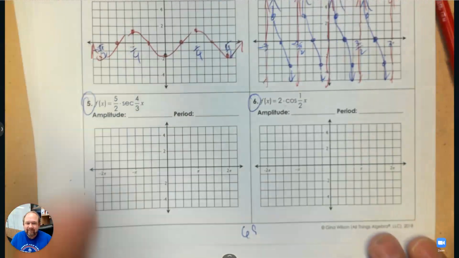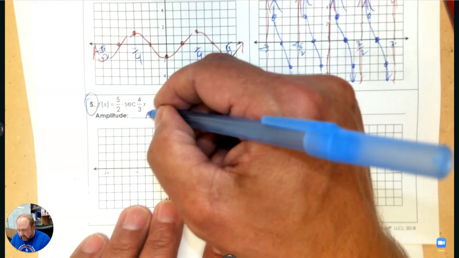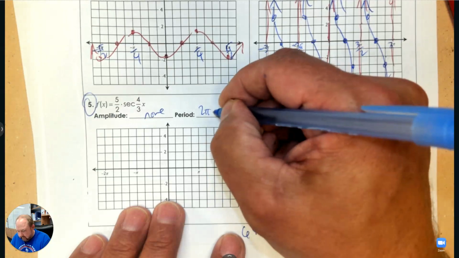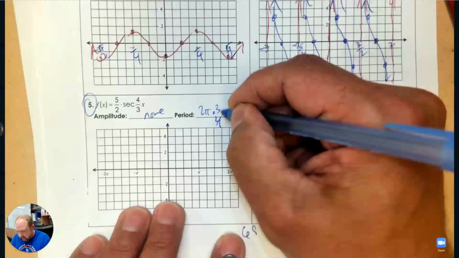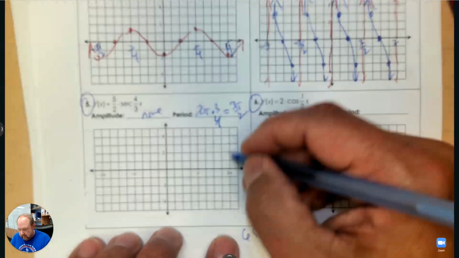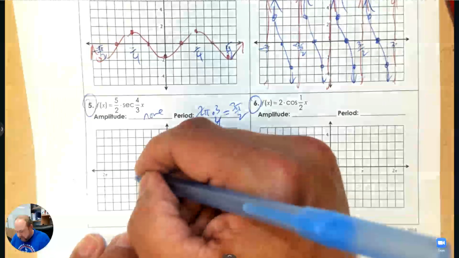Number 5, amplitude. So there is no amplitude for secant. Period, 2 pi. Now instead of dividing, times the reciprocal, and I get 3 pi over 2 when I simplify it. So I'm going to change this to 3 pi over 2. Half of that is 3 pi over 4. Same thing here.